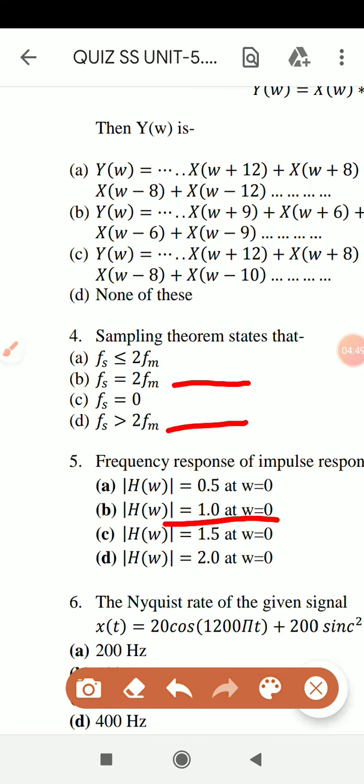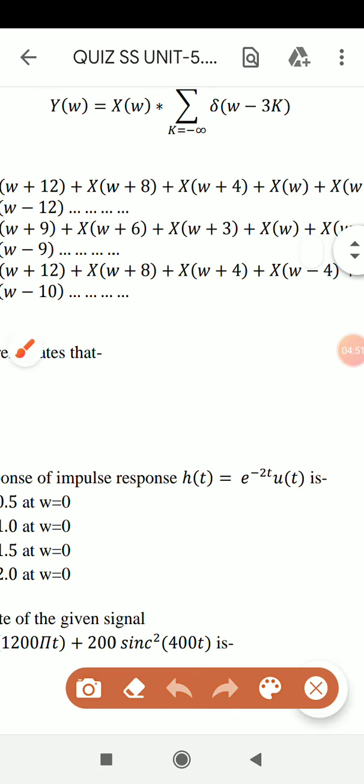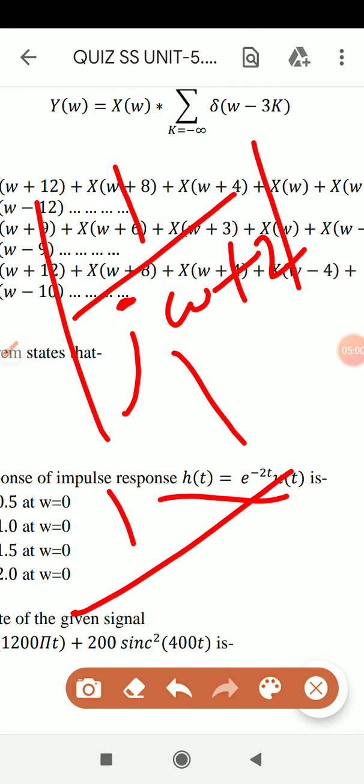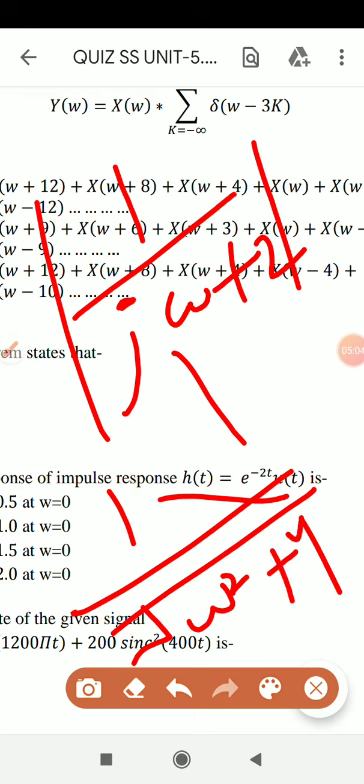And the frequency response of e to the power minus 2t u(t): we know the Fourier transform of this is 1 upon (j omega plus 2), and the magnitude of this is 1 upon square root of omega square plus 4. So at omega equal to 0, this is 0.5. First option is correct. Okay, answer is this.